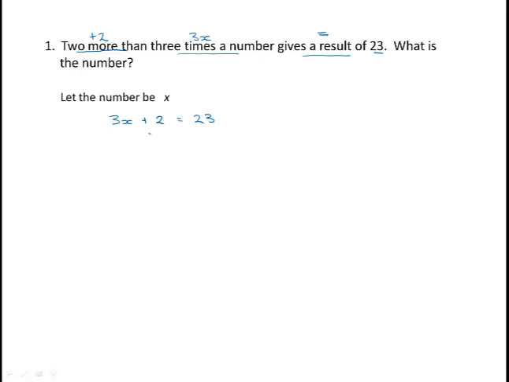And then we solve this using normal inverse operations. So if we take 2 from both sides, we end up with 3x equals 21, and then divide both sides by 3. And that leaves us with x equals 7. To check that 7 satisfies the original problem, 7 times 3 would equal 21. And if we then add 2 to this, we would get 23.